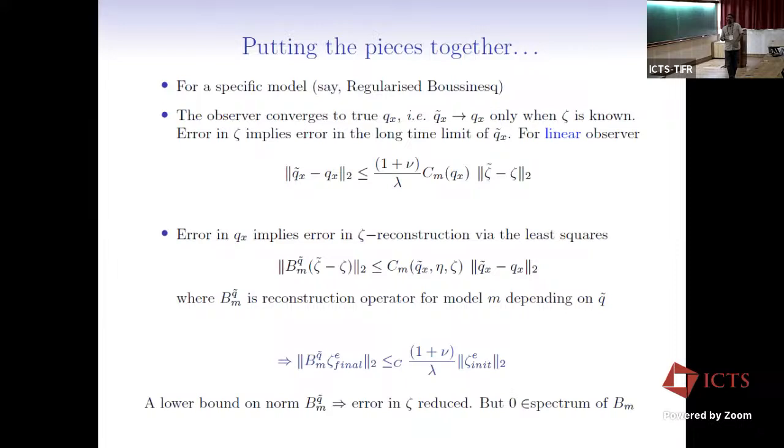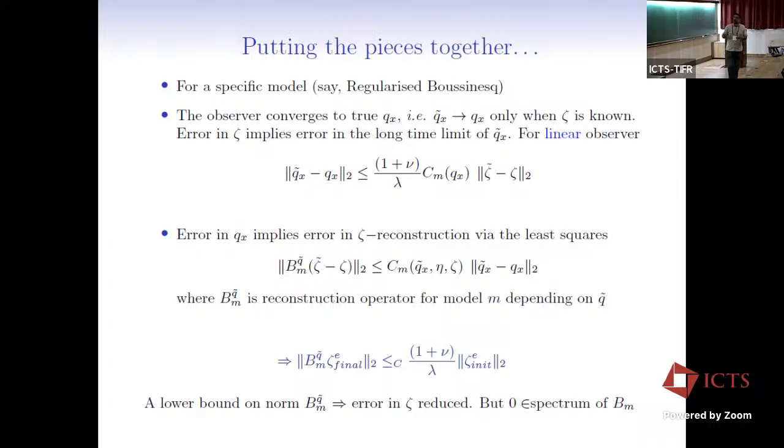Okay, so let's put all the pieces together. For a specific model, we can show that the linear observer with the incorrect bottom boundary satisfies the following bounds. So the error in the Q is upper bounded by the error in the parameter. The error in the surface velocity is upper bounded by the error in the bottom profile. And then these observer parameters appear here. We've only been able to show this for the linear observer, but this same estimate seems to hold for the nonlinear case as well.